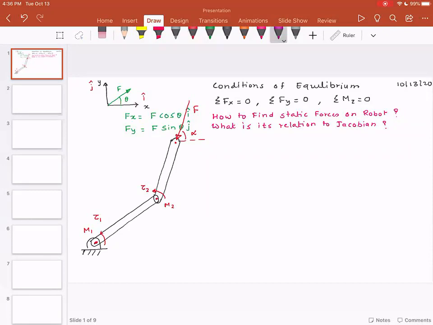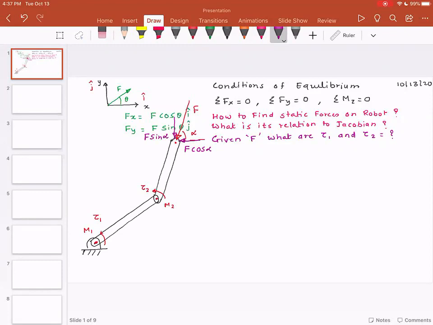So the question that we are trying to solve is, given F, what are the values? What are tau 1 and tau 2? So first and foremost, what I need to do is I need to resolve this force in horizontal and vertical direction. So this force is F cosine alpha, and the vertical force is F sine alpha.